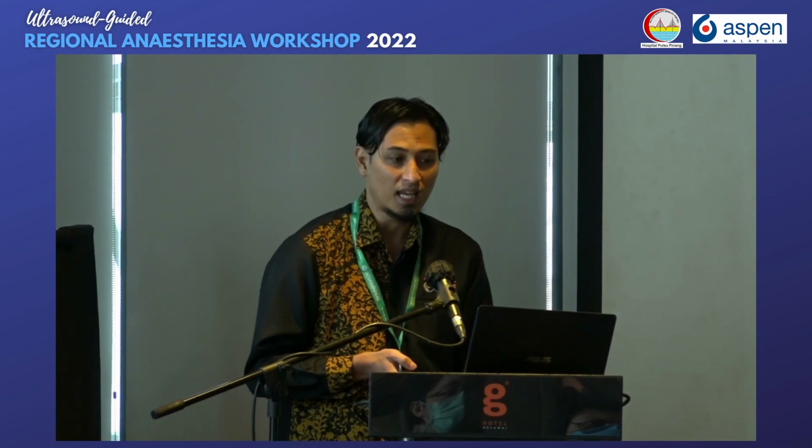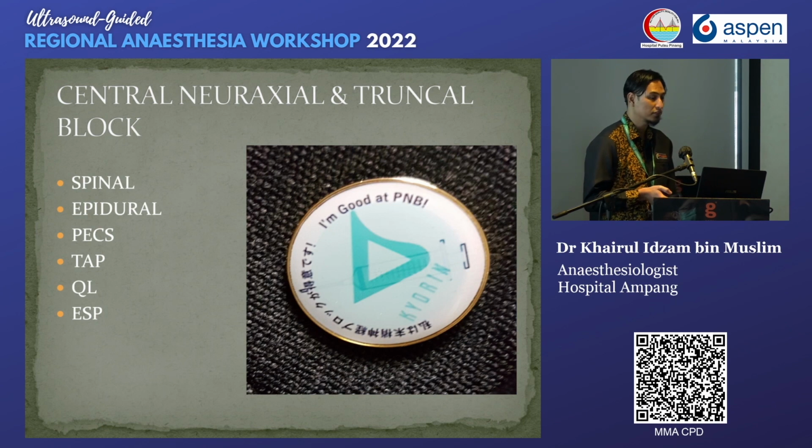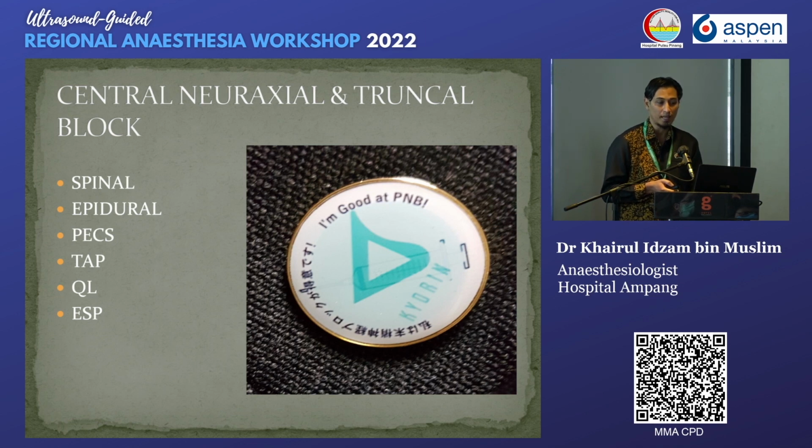My topic today is central neuraxial blockade and truncal blocks. Central neuraxial consists of spinal and epidural. Truncal consists of PECS, TAP, QL, and ESP block.